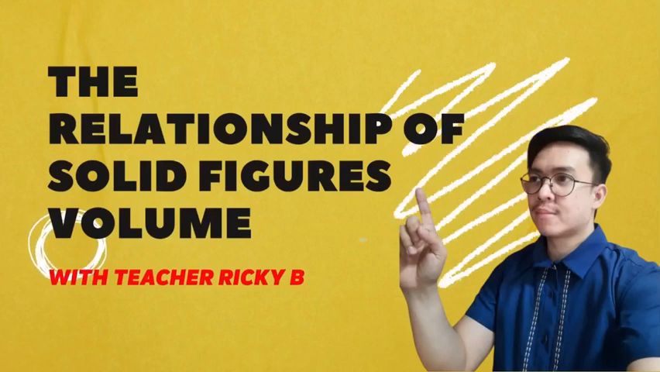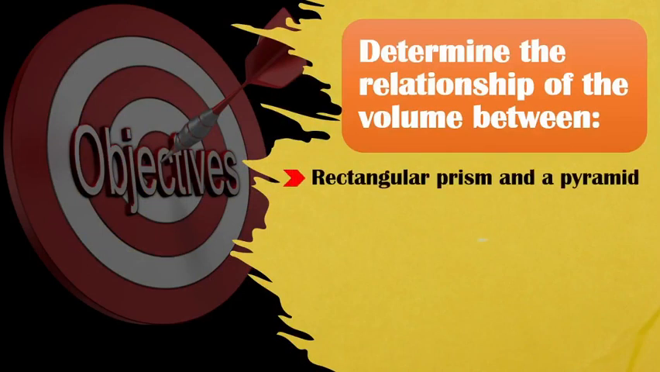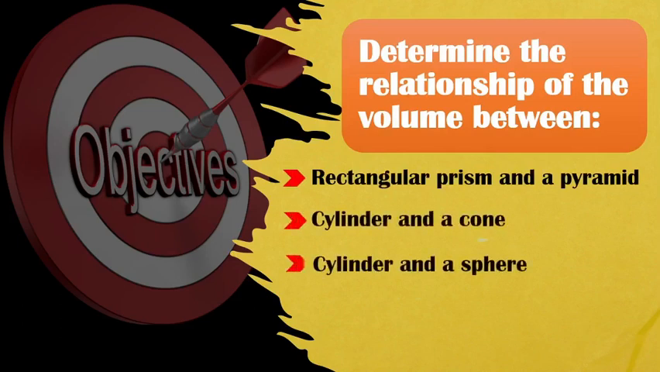Today, you're going to understand the concepts on the relationship of solid figures volume. The objectives of this video lesson are to determine the relationship of the volume between rectangular prism and pyramid, cylinder and cone, cylinder and a sphere.